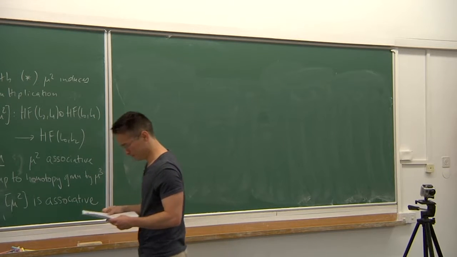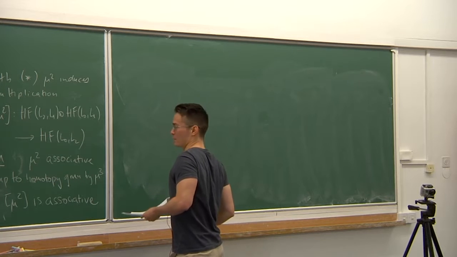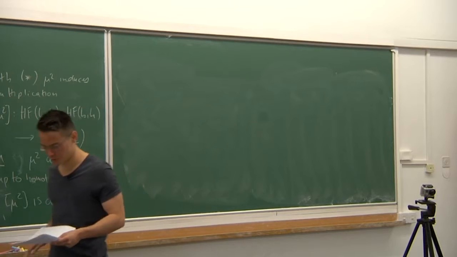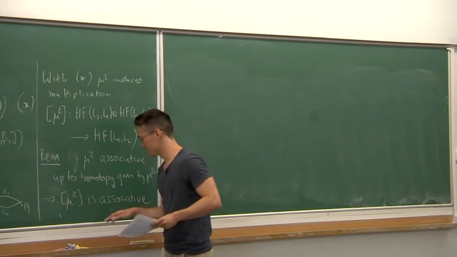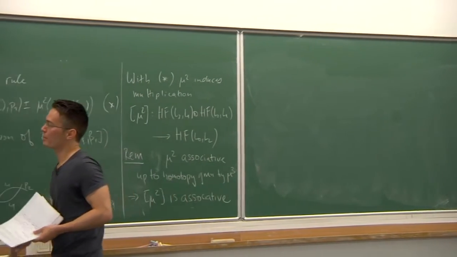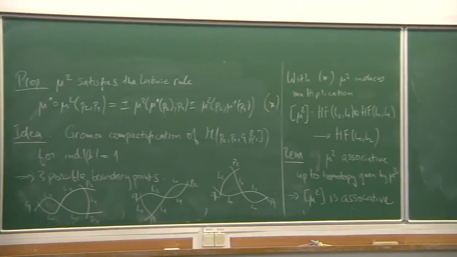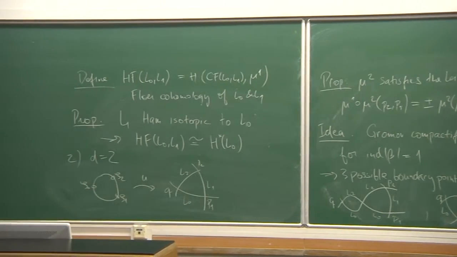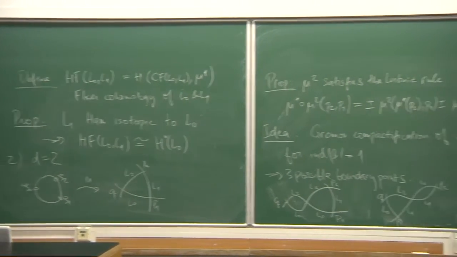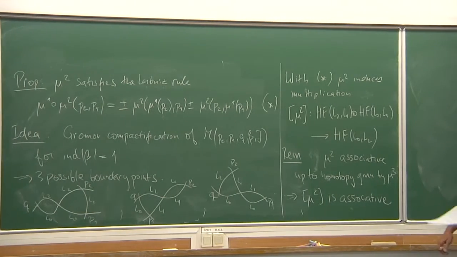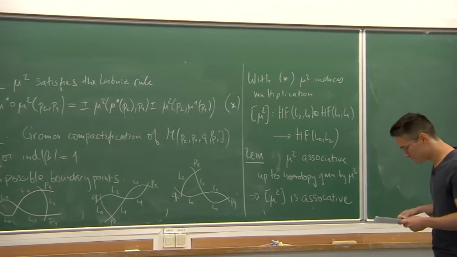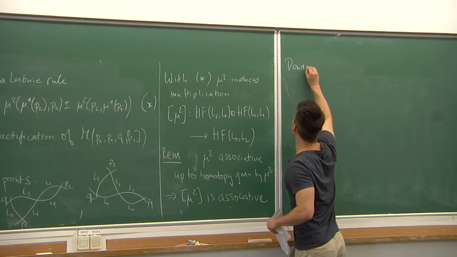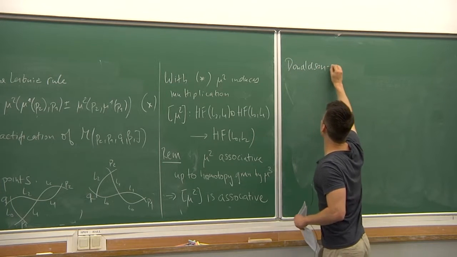Okay, so maybe another remark about this mu2 operation in cohomology. We saw before that these Floer cohomology groups are isomorphic to the singular cohomology. And this operation mu2 corresponds precisely to the cup product on cohomology of L0. And so now I'd like to define the Donaldson Fukaya category.